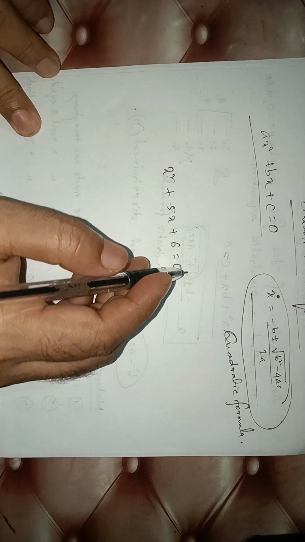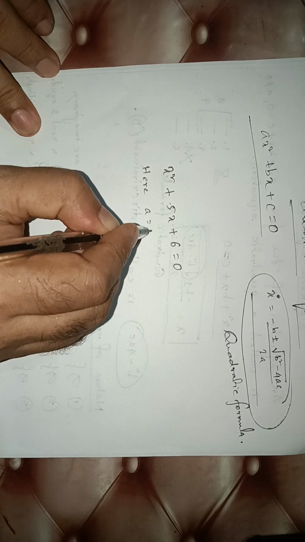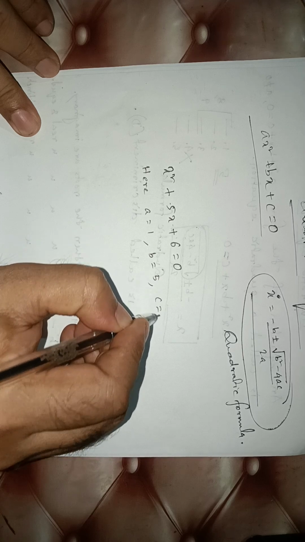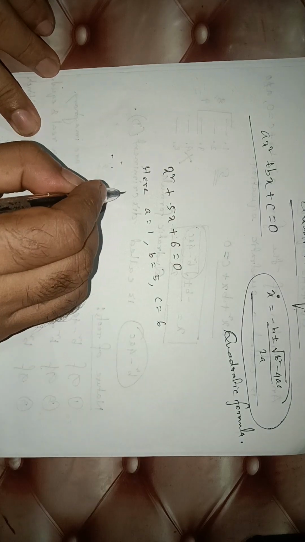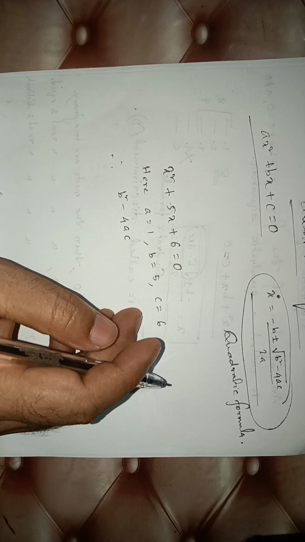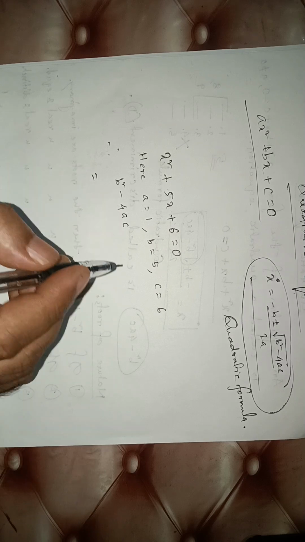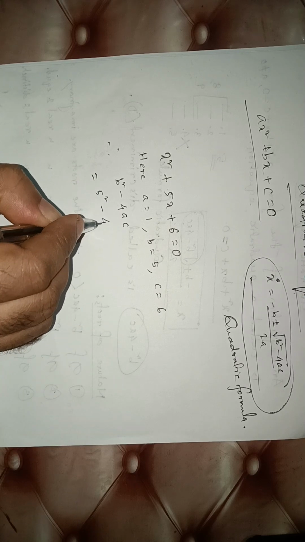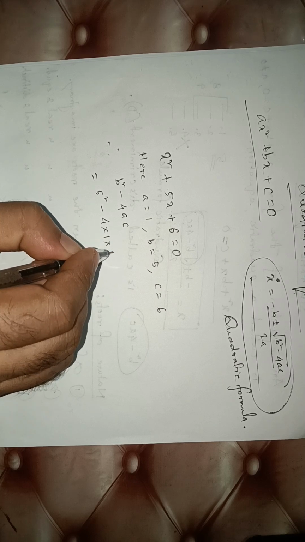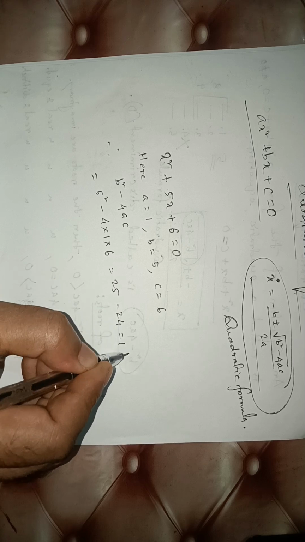Okay, here a equal to what? 1, b equal to what? 5, and c equal to 6. Therefore discriminant b square minus 4ac, just to check whether you are getting b square minus 4ac less than 0 or equal to 0 or greater than 0. b square minus 4ac, what is the value of b here? 5. 5 square minus 4 into 1 into 6, nothing but 25 minus 24, 1, greater than 0.